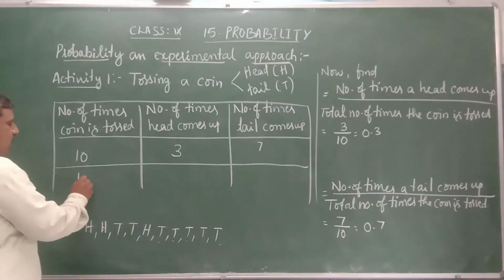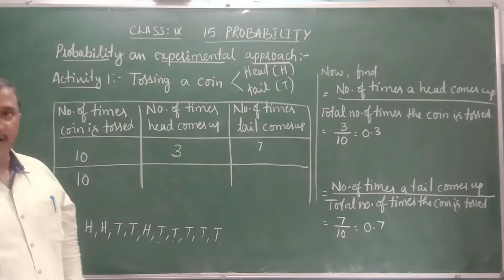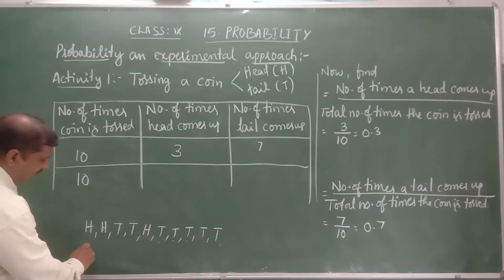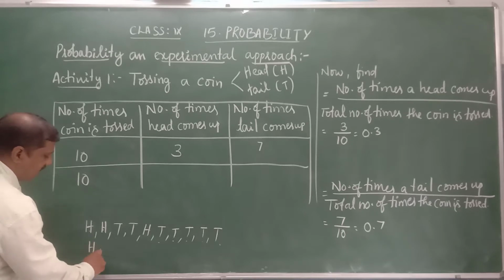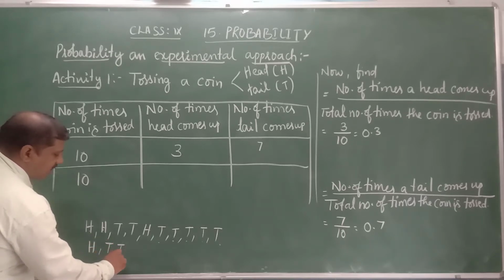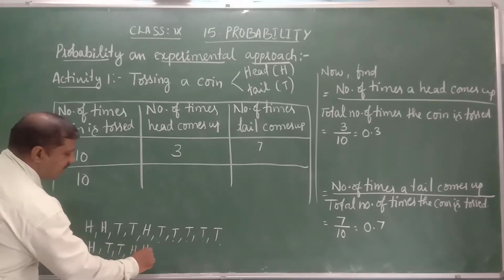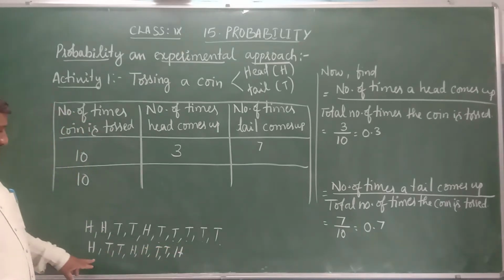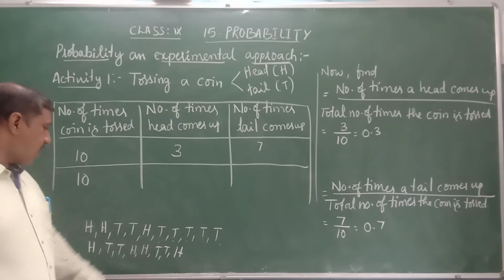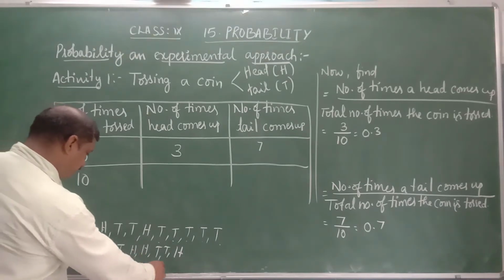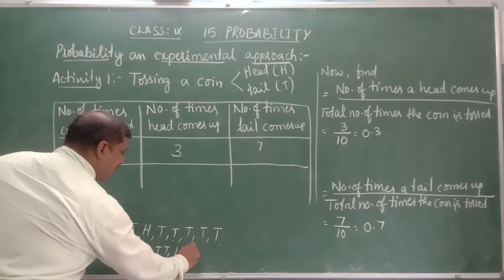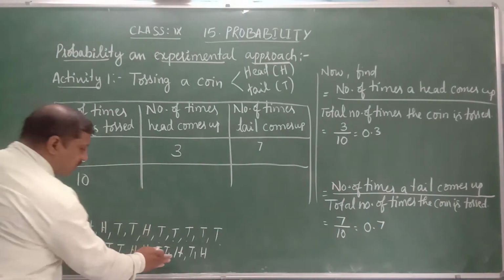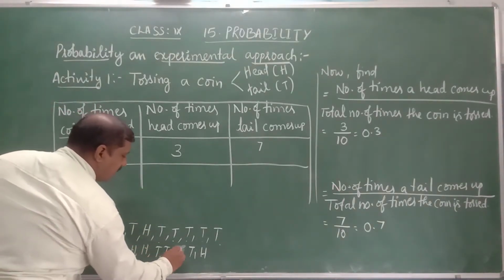Now you try one more time. 10 times again you toss. Now when we toss it 10 times, the second time we got like this. The outcomes head, tail, head, tail, and head. See how many we got here? 4 and 8. Now you see here tail and head. Yes, this is also tail.